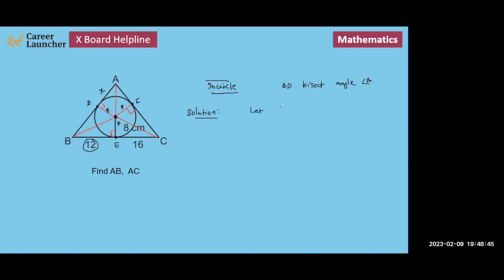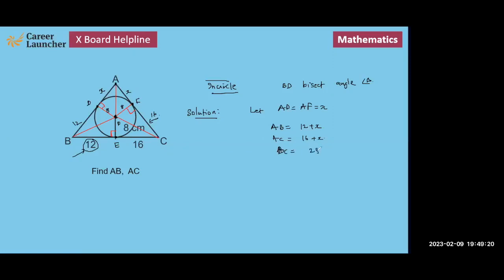Let AD is equal to AF is equal to X. So obviously both will be X, because when you draw two tangents from the same point, the two of them will be of equal length. So by the same logic, this A12 should also be 12, and A16 should also be 16. So now my AB becomes 12 plus X, AC becomes 16 plus X, and BC is equal to 28.